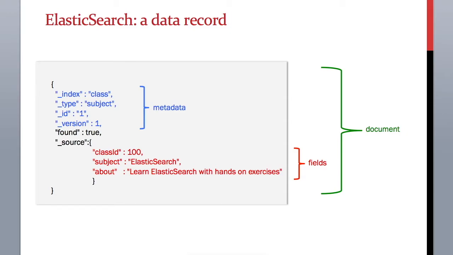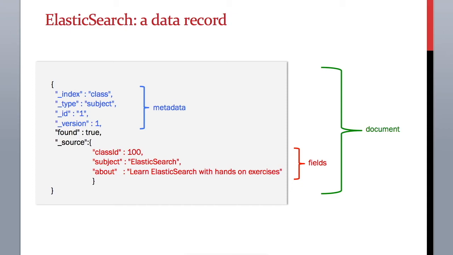So within metadata, you can see we are defining the index, we are defining type, and we also have a unique ID for this particular document. Then there is something called version, which is just the version of that particular document. Every time you update this record, the version will be incremented.